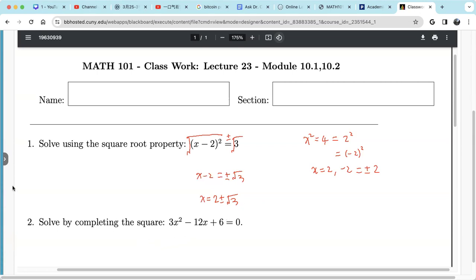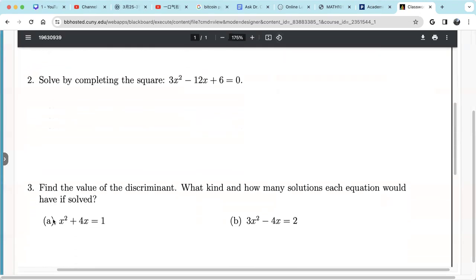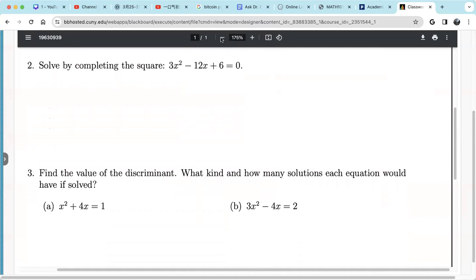All right, that's the first one. Second one, we want to solve this quadratic equation by completing the square. So first we see each term has 3 as a factor. So we can divide every term by 3. Then we get x squared minus 4x plus 2, right?